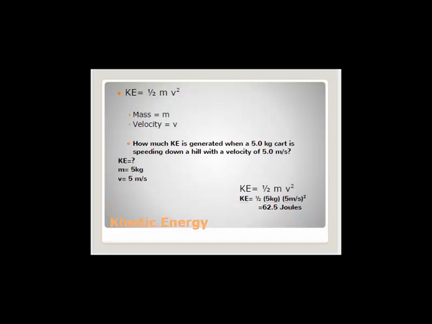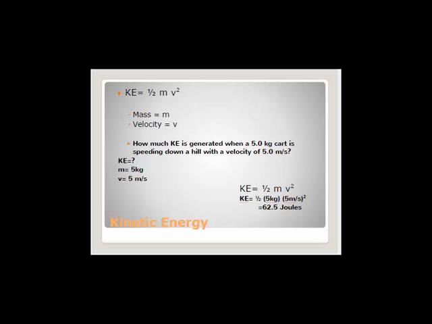Kinetic energy from an object's motion depends on that object's mass and speed. Its relatively simple equation is KE equals 1/2 times m times v squared. So m is our mass and v is going to be velocity. And KE is going to be your kinetic energy.